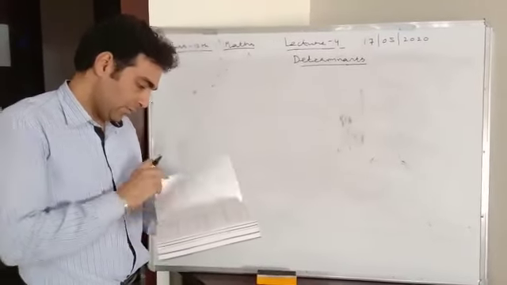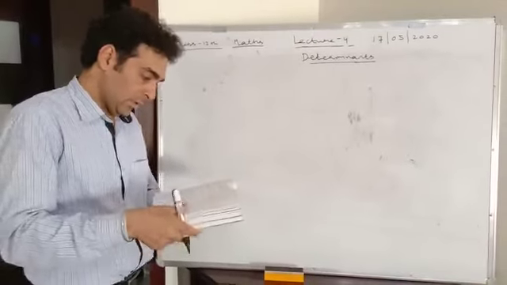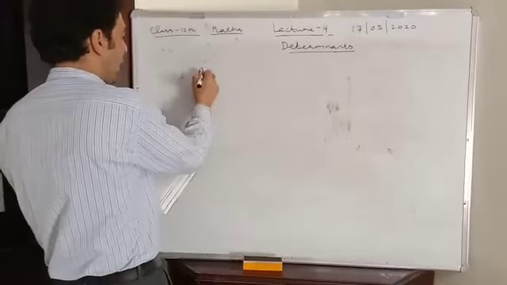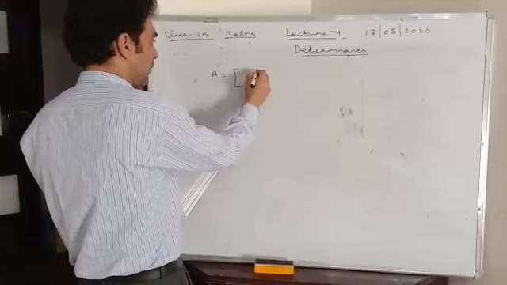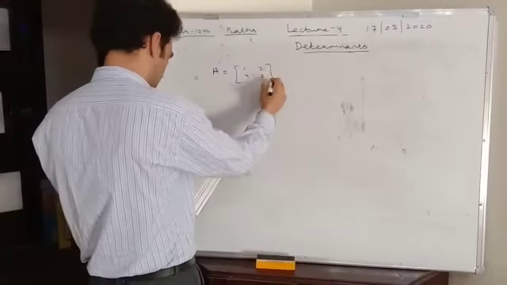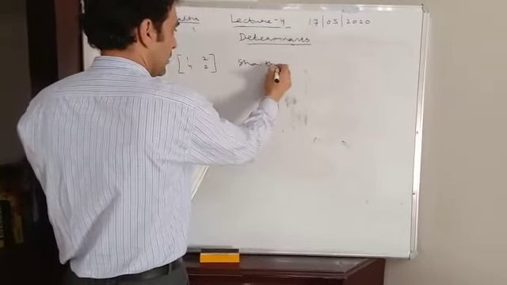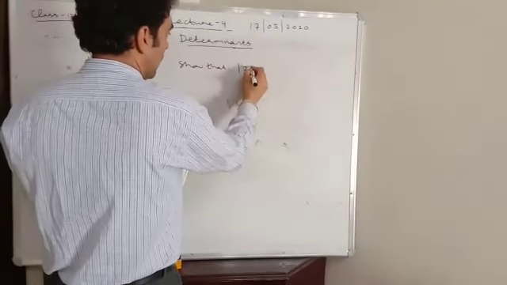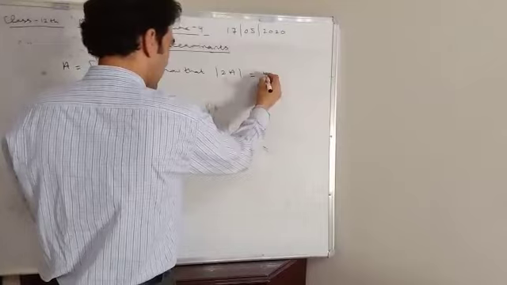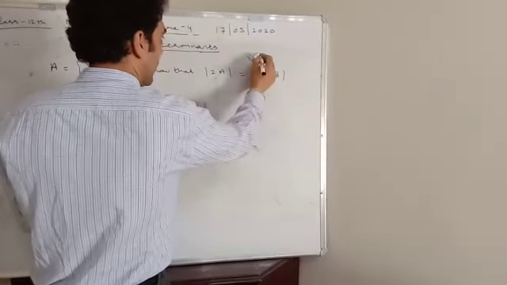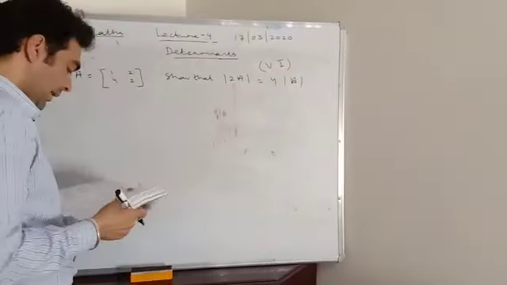Now, for example, we have to cover this sum. If A is 1, 2, 4, 2, show that the determinant of 2A is 4 times the determinant of A. This is really very important.